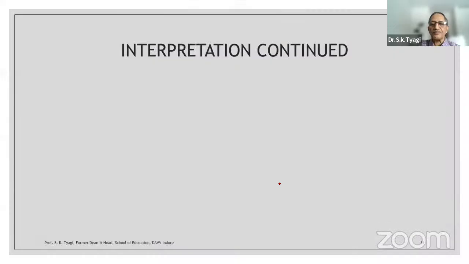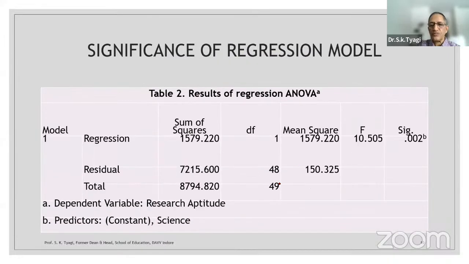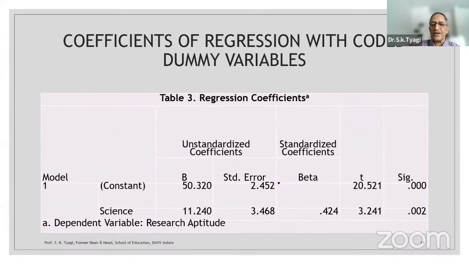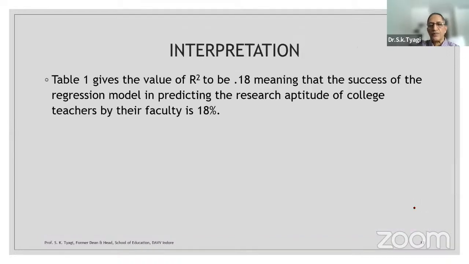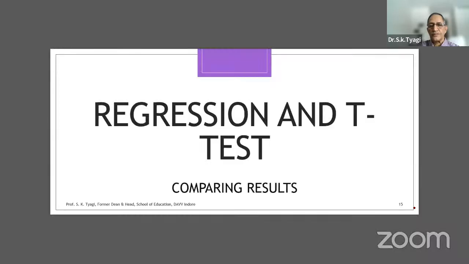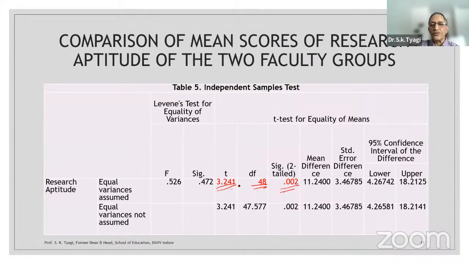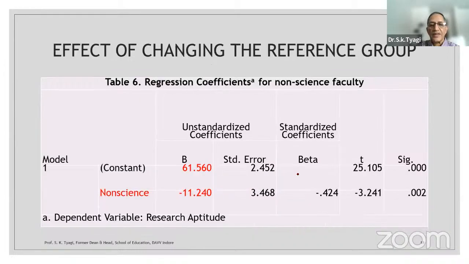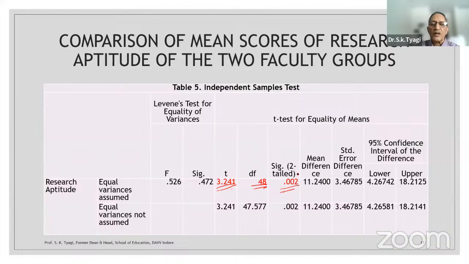So these are the same which we got here, 3.241 and 0.002. These are actually the interpretation which we made.